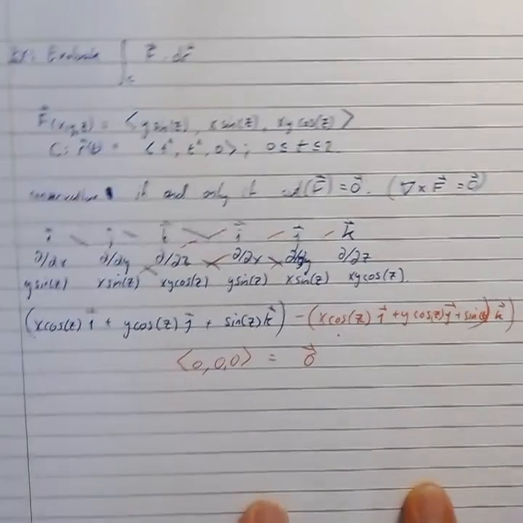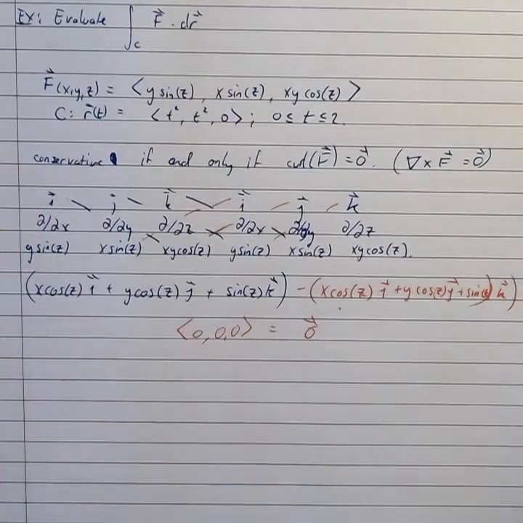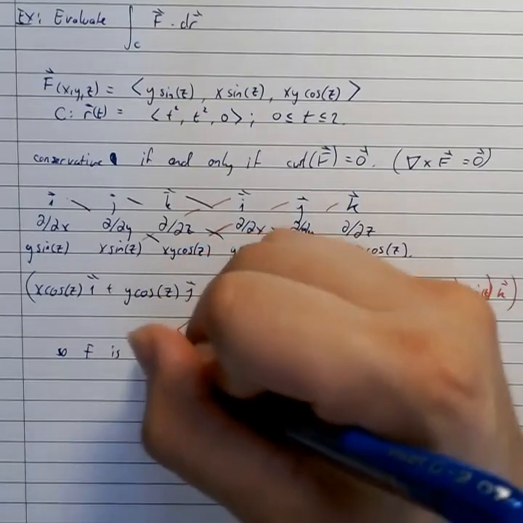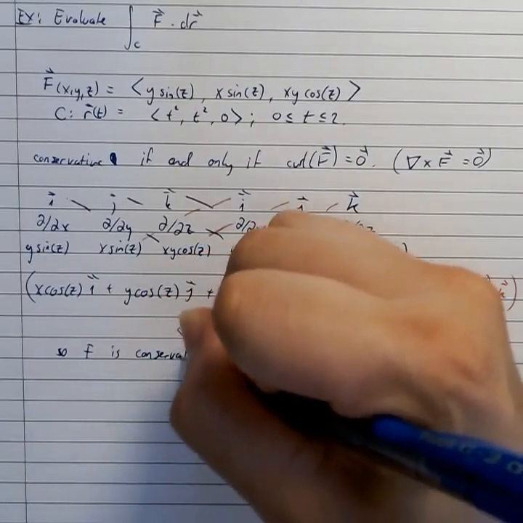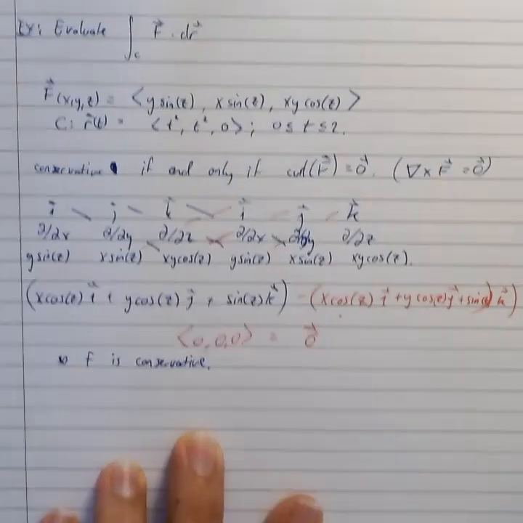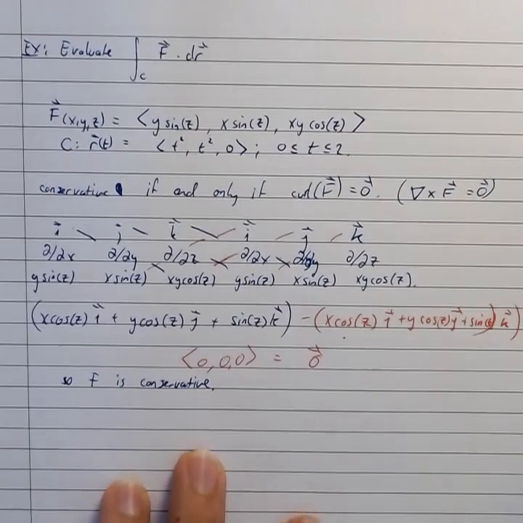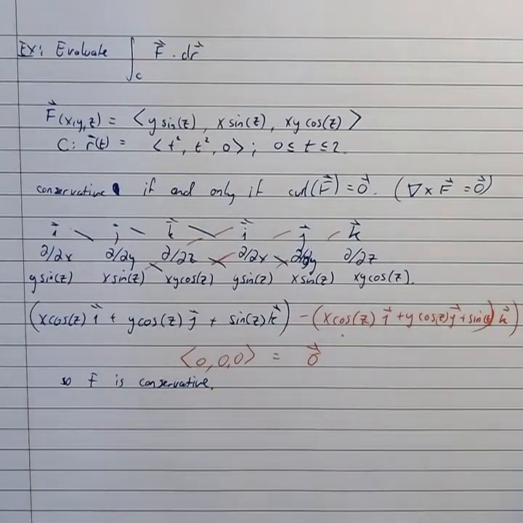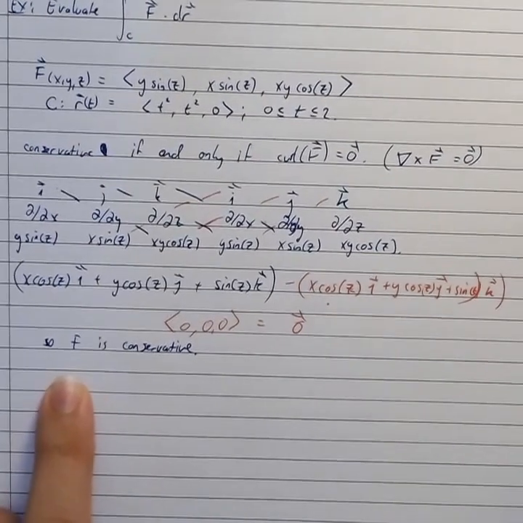Okay, so this is conservative. The curl of f is the 0 vector, so f is conservative, which means I can find the potential function and use the fundamental theorem of line integrals. Once again, if this was not true, then I would not be able to do this. If this was anything other than 0, I'd have to go back to section 15.2 and do it that way. All right, so let's go ahead and do this.